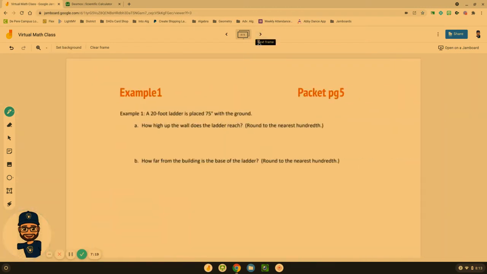All right, let's look at what this means in terms of a story problem. A 20-foot ladder is placed at 75 degrees with the ground. How high up the wall does the ladder reach, rounded to the nearest hundredth? How far from the building is the base of the ladder?